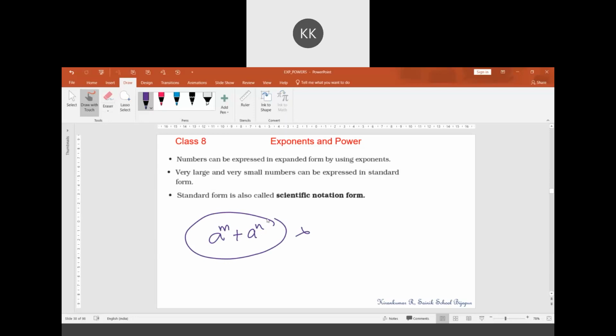Yes. Numbers can be expressed in expanded form by using exponents. This we had learned in class 6th and 7th. If you remember, 5.123, if the number is like this, can be written as 5 into 10 to the power of 0 plus 1 into 10 to the power of minus 1 plus 2 into 10 to the power of minus 2 plus 3 into 10 to the power of minus 3. This was there?